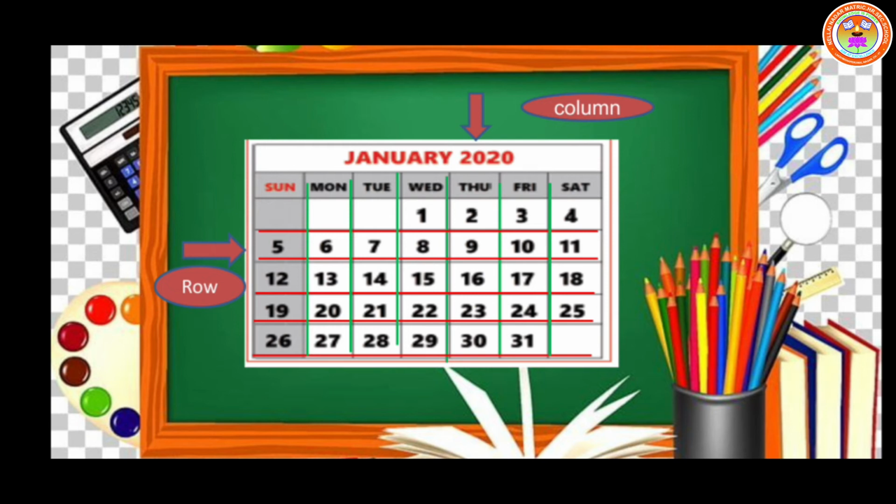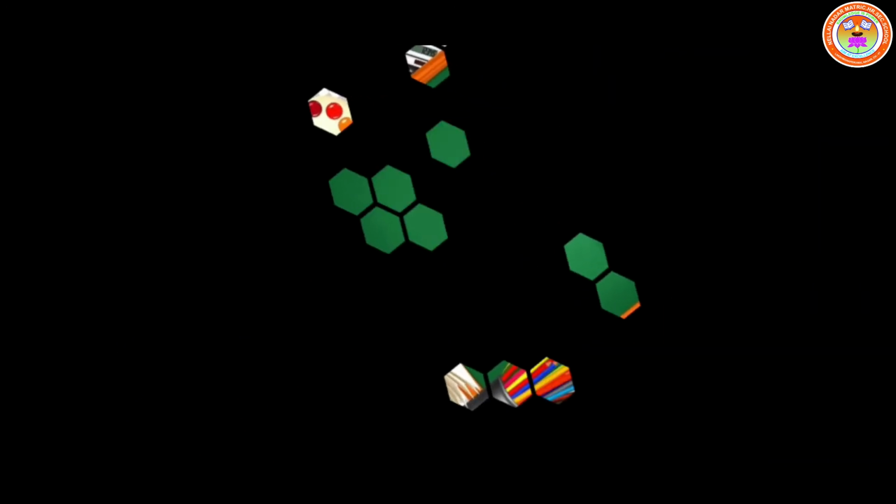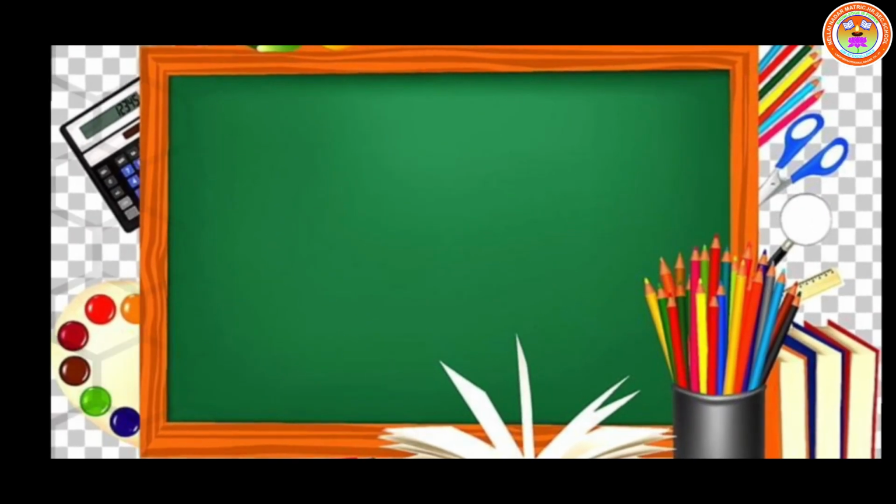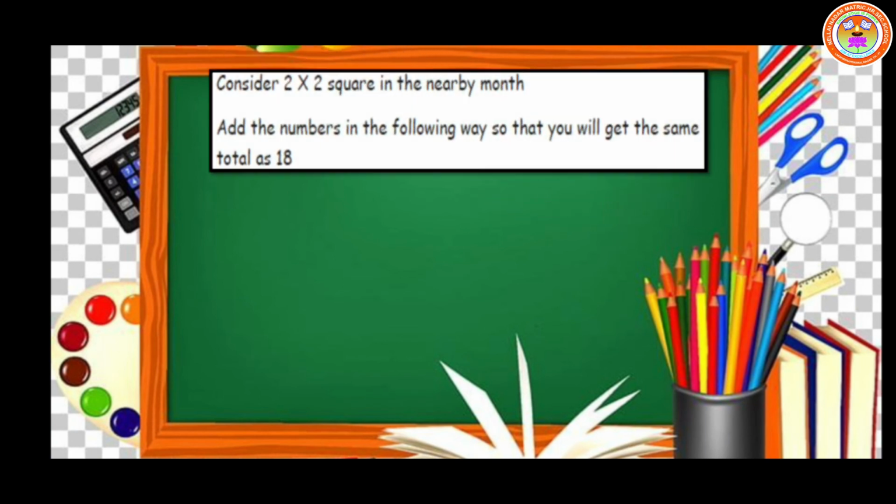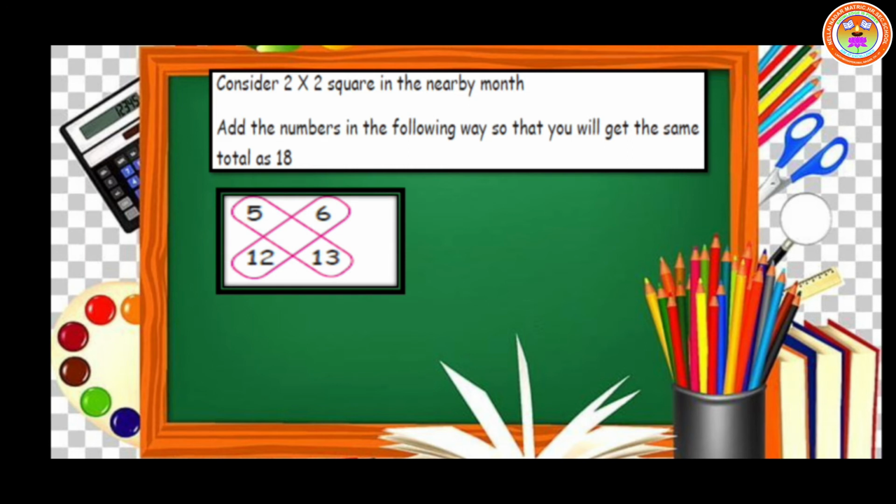Next, with these rows and columns, what are we going to find out in the January month? Consider a 2 into 2 square in the nearby month. What is 2 into 2? That is 2 rows and 2 columns. So we are going to take 2 numbers in a row and 2 numbers in a column. I have taken 5, 6, 12, 13 in the calendar.